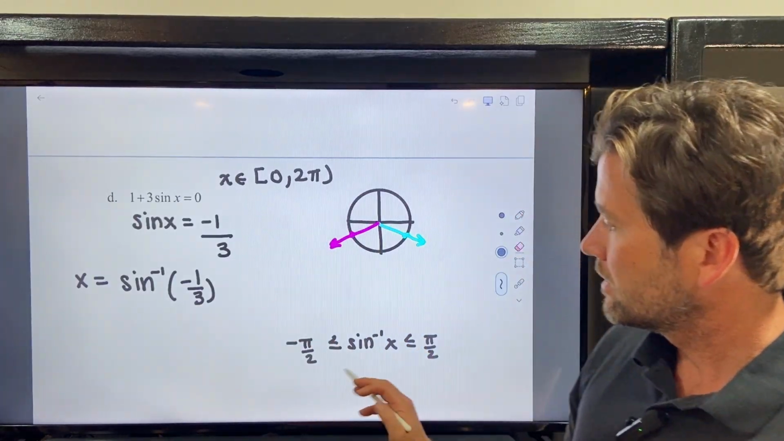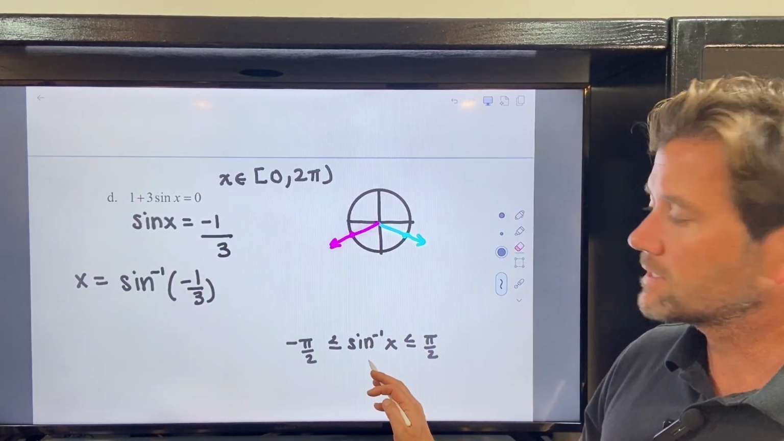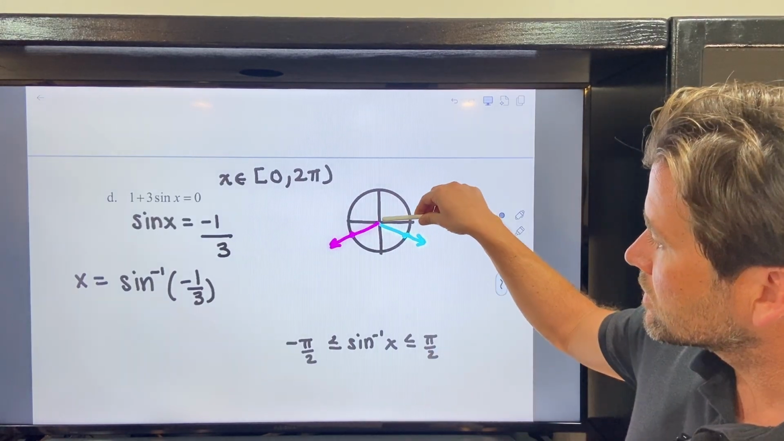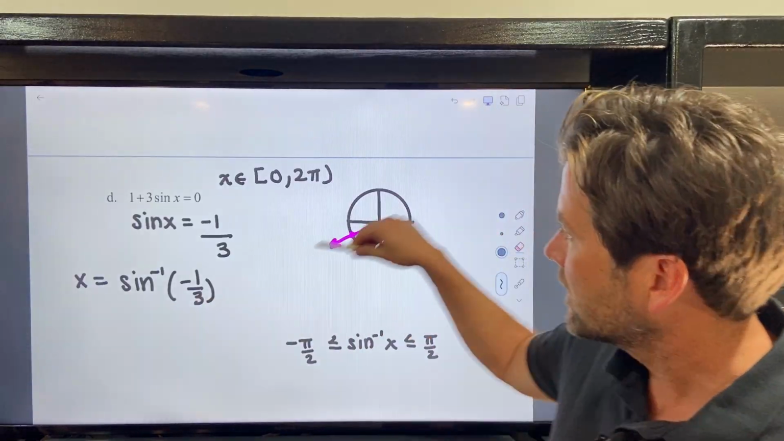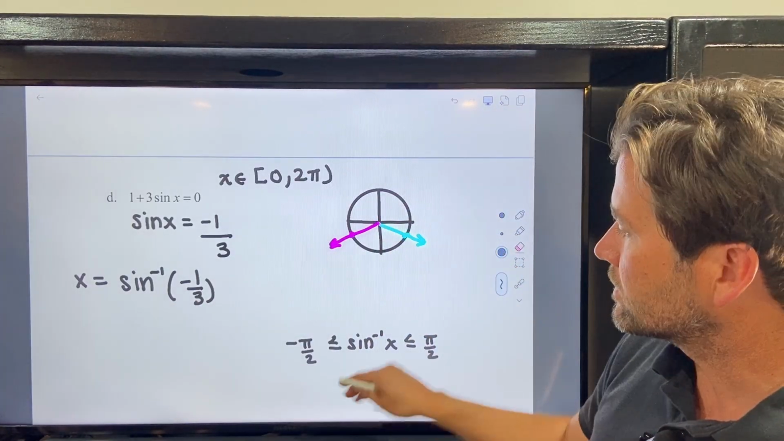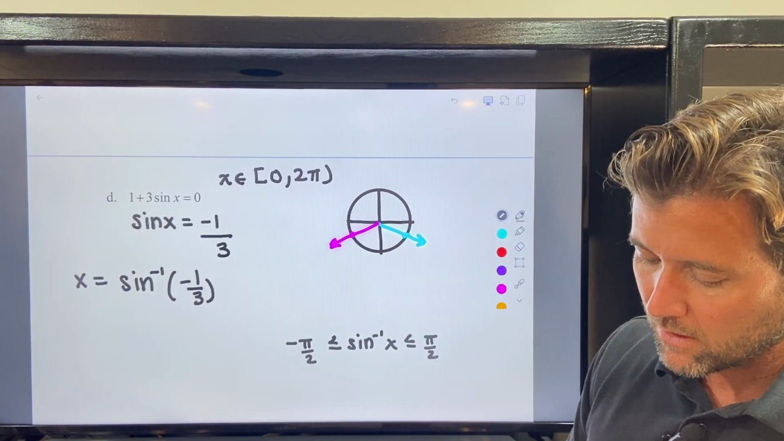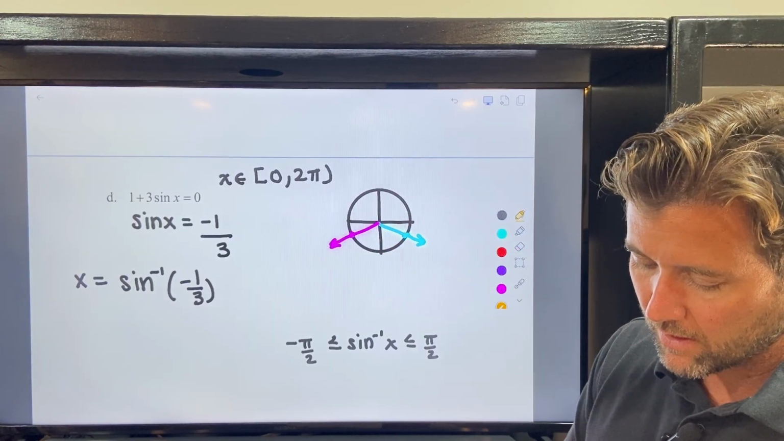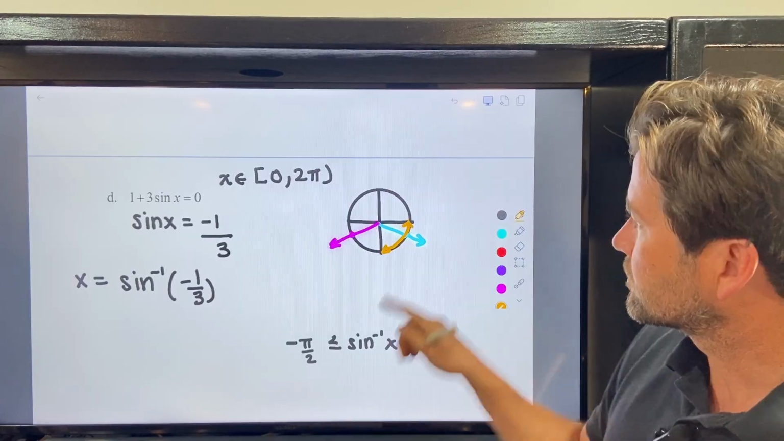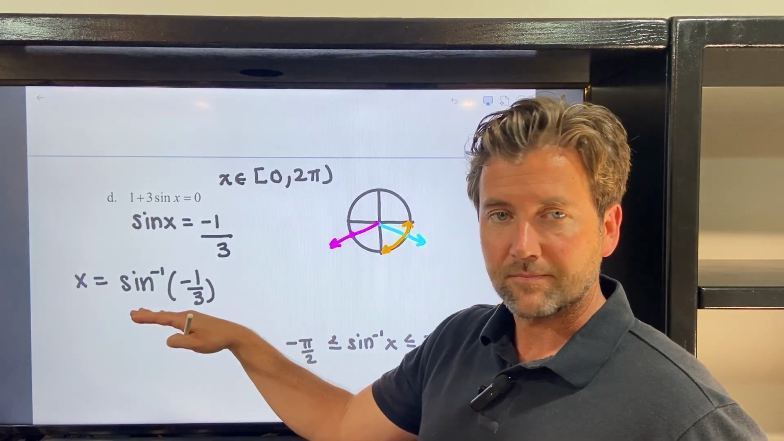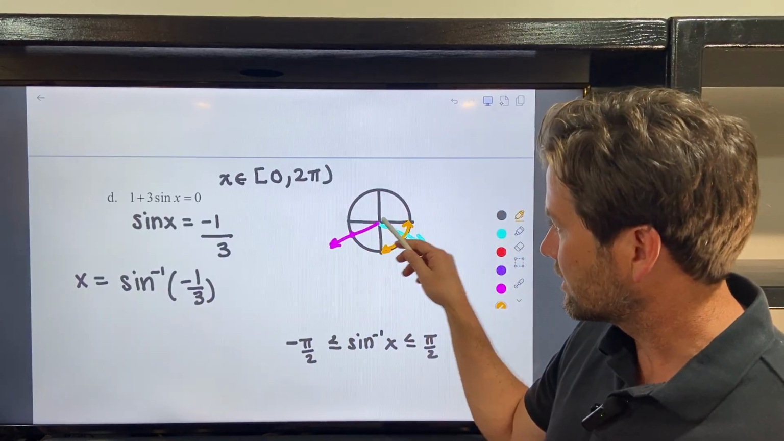But right here, arc sine has to output an angle between negative pi over 2 and positive pi over 2. That means this angle right here, arc sine of negative 1/3, is actually a negative angle. It's between negative pi over 2 and 0. It's right in here. So therefore, I need to add 2 pi.